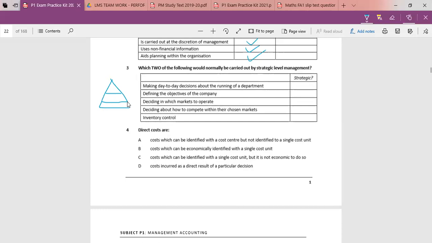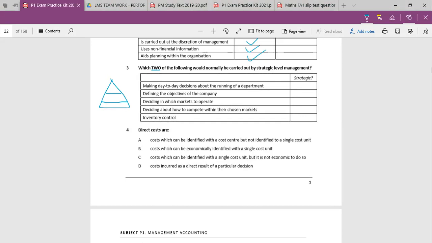So the question is asking us which two of the following would normally be carried out by strategic level management. We have to select 2 options. The first says making day-to-day decisions about running of a department, defining the objectives of the company, deciding in which markets to operate, deciding about how to compete within their chosen markets, and inventory control. You can also type it in the chat box. Anything you want to answer, you can also use the chat box to type your answers.